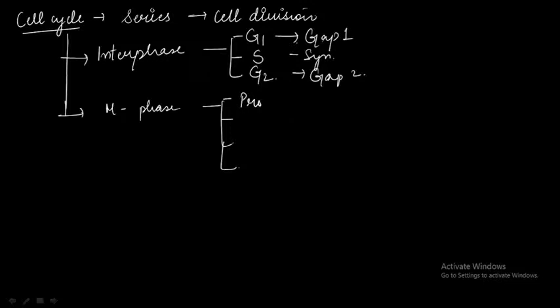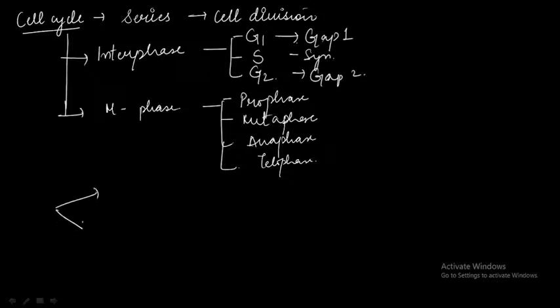First one is the prophase. Then we have metaphase, then anaphase, and finally we have the telophase, right? So depending upon whether it is mitosis or meiosis, because cell division is of 2 types. We have mitosis and the second one is meiosis.